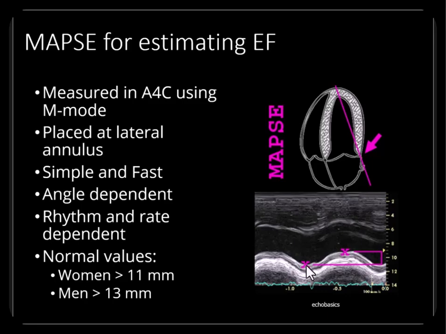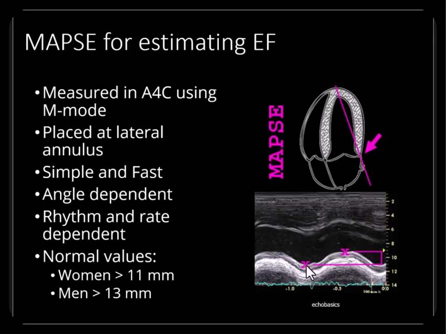It's a simple and fast measurement, but it is angle dependent. You need to make sure you have a nice straight up and down apical 4-chamber view. This measurement is affected by rhythm and rate. For example, in atrial fibrillation, the contraction of the left ventricle is inconsistent, which affects the movement of the mitral valve annulus. This plus variable filling will lead to fluctuating MAPSE measurements.